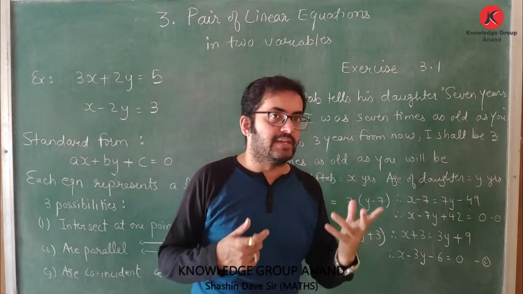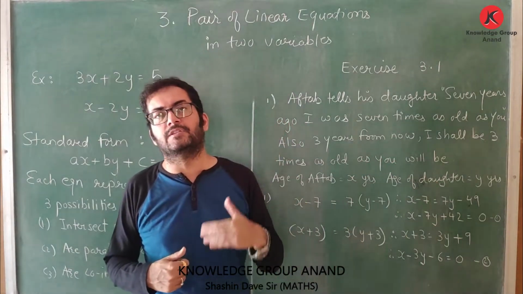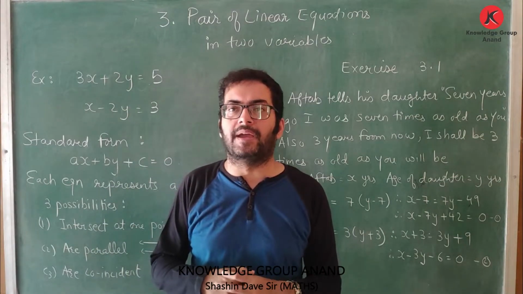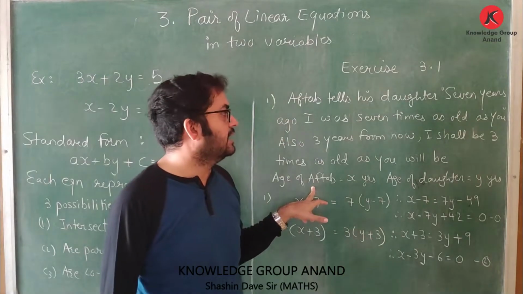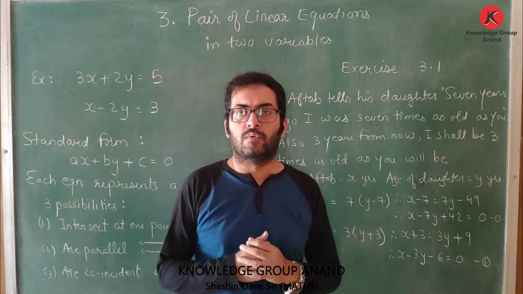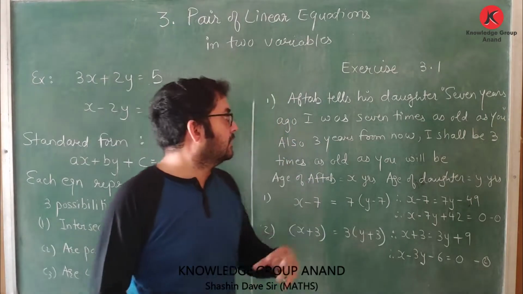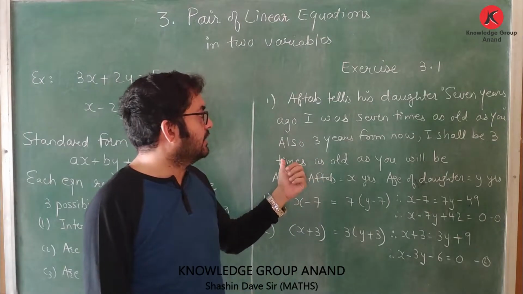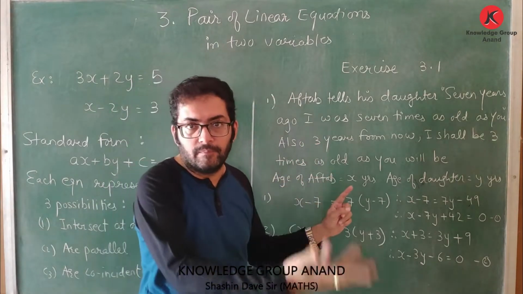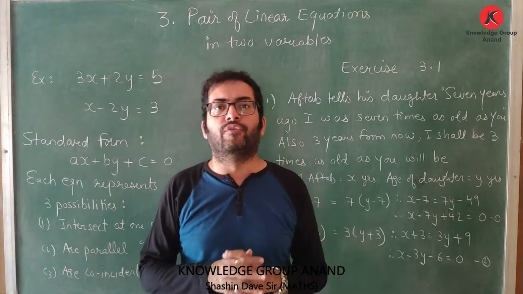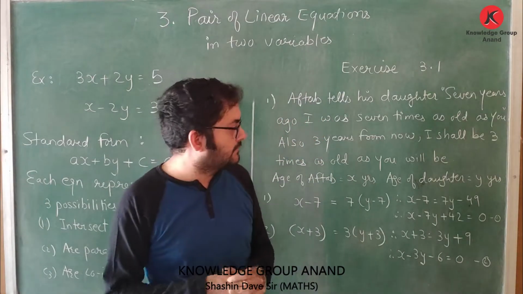So here two persons' ages are discussed, that is Aftab and his daughter. So I will consider the present age of Aftab as x years. Similarly, I will consider the present age of his daughter as y years. Now, two conditions are given. One condition is for 7 years ago and another condition is for 3 years from now. So using these two conditions, we will try to frame two different equations.